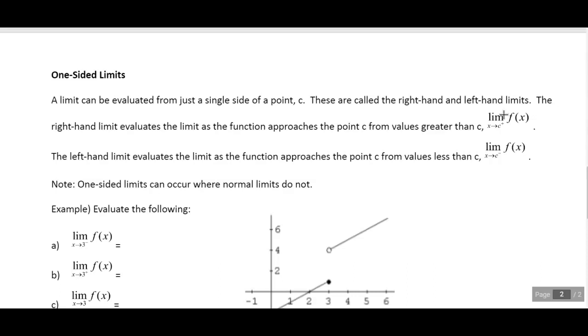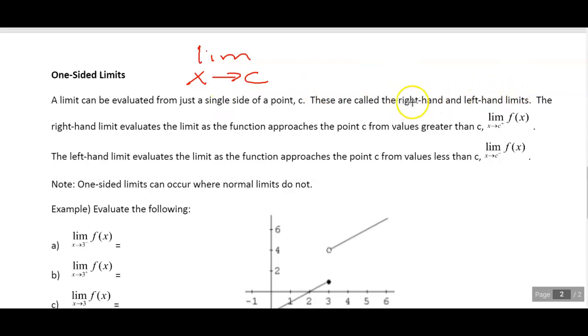So, one-sided limits. Instead of looking at both directions, we can look from only one direction. And so you need to understand the notation. When you just had the limit as x approaches c, you had to look from both sides to see if they met up, okay? And that's really a double-sided limit. We just don't call it that, okay?